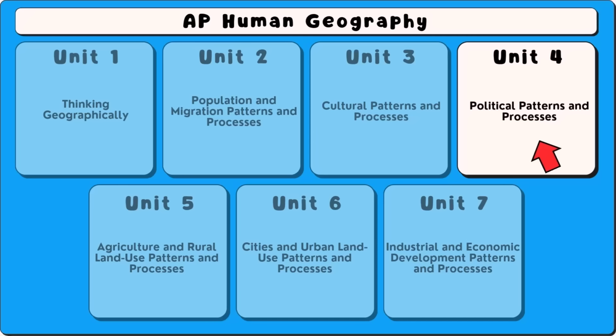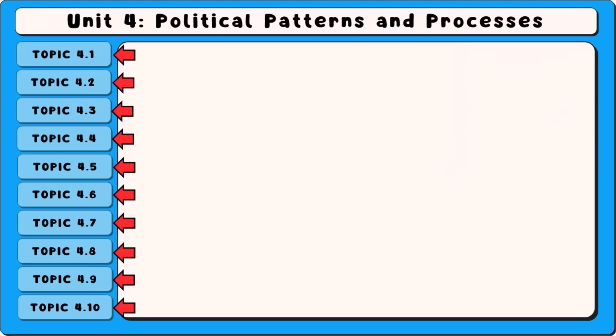Unit 4 in AP Human Geography is titled Political Patterns and Processes. It's all about how politics influences how people use and interact with the land. The unit contains 10 lessons. Let's dive right in with Lesson 1.